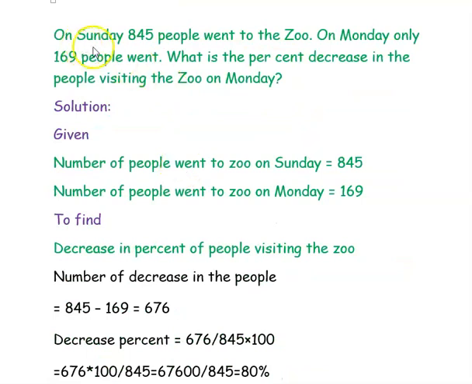Our first example is: on Sunday, 845 people went to the zoo. On Monday, only 169 people went. What is the percent decrease in the people visiting the zoo on Monday?